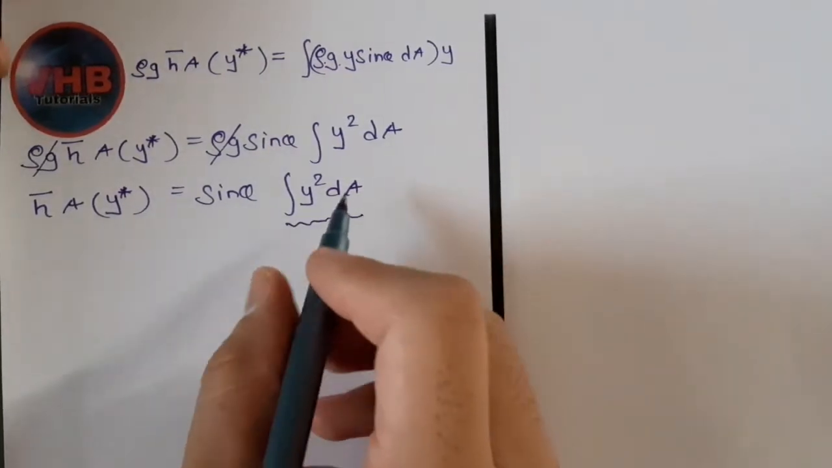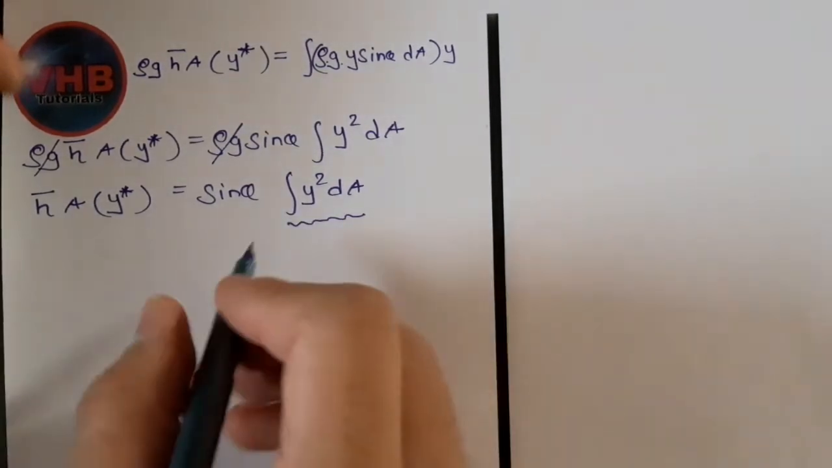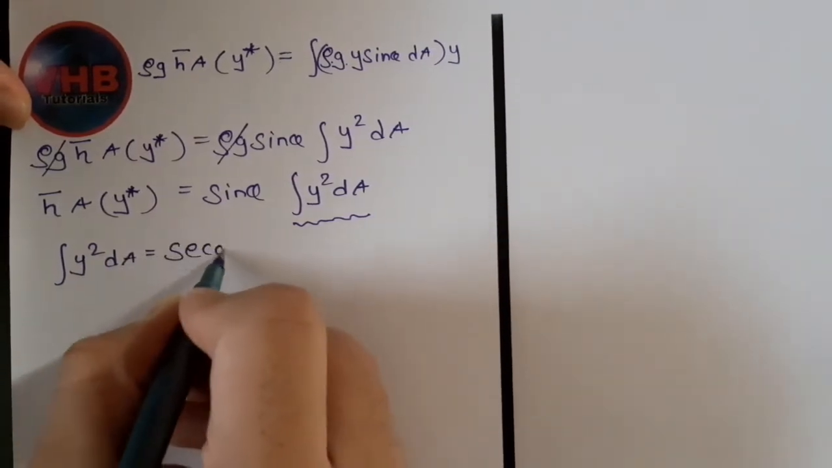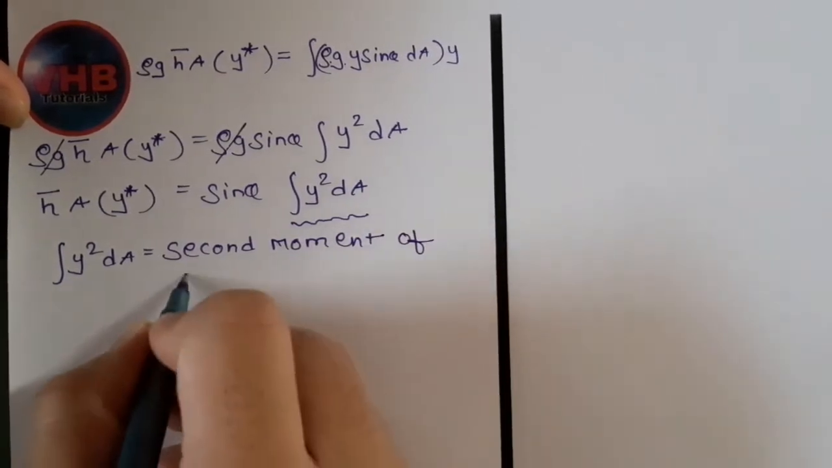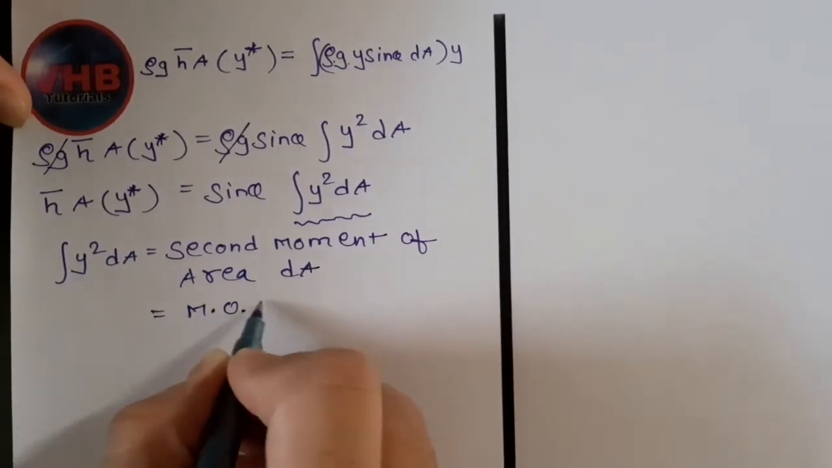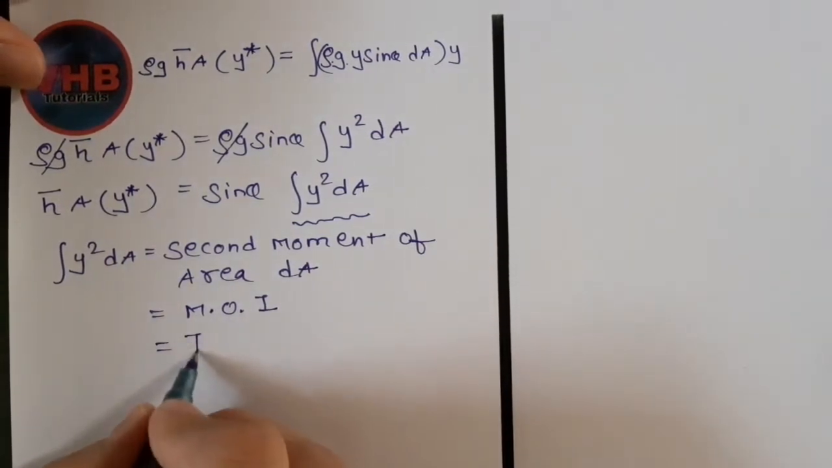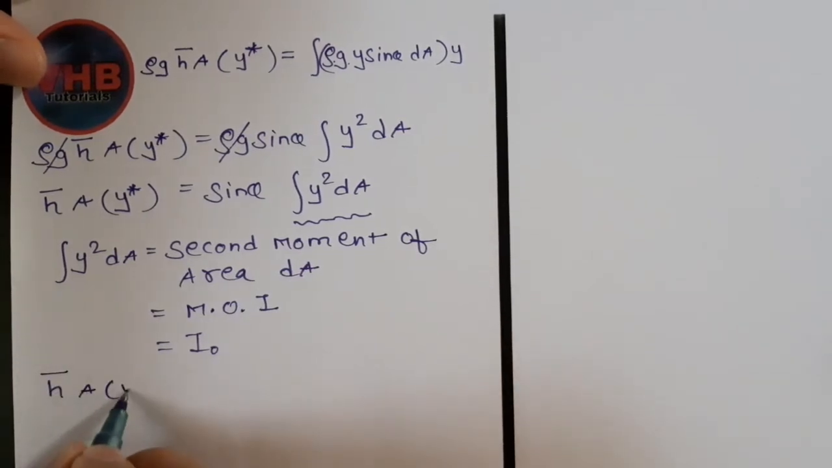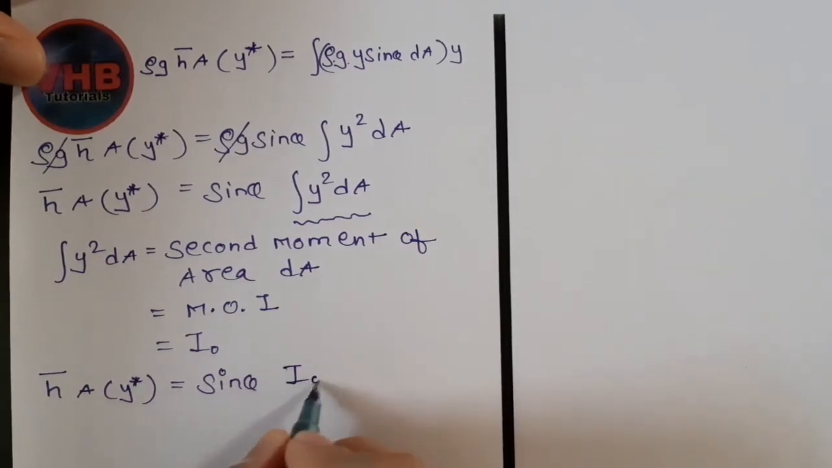So this is the second moment of area, or we can say the moment of inertia. Okay, so I will write the integration of y square dA is equal to the second moment of area, or we can say moment of inertia. So we will write this as IO, the moment of inertia about O. So this is h bar into A into y star, which is equal to sin theta into IO.